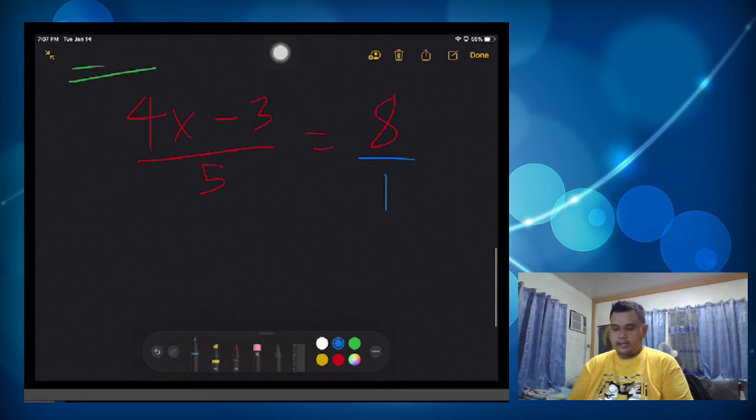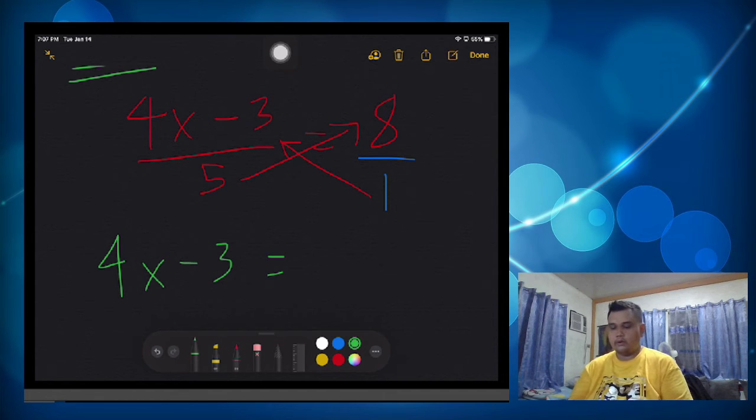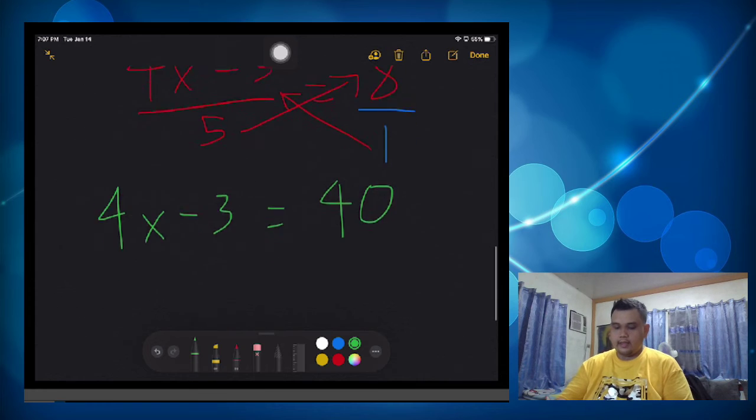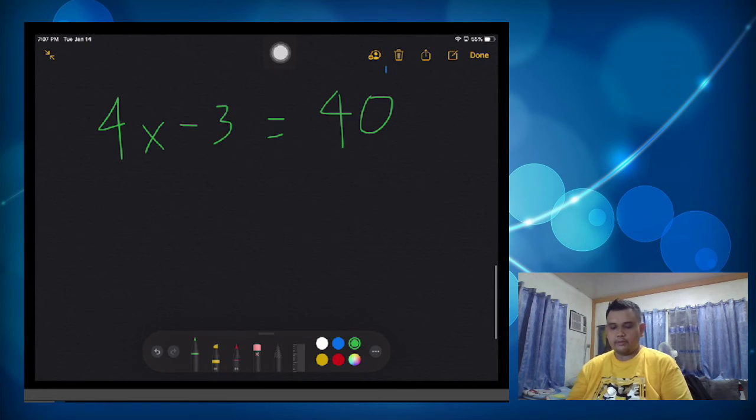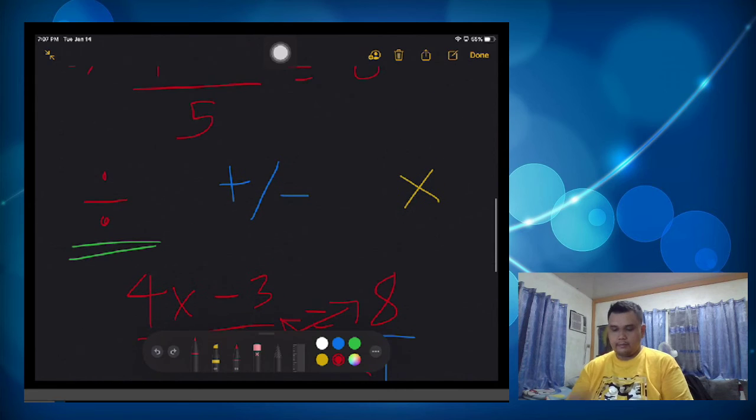Okay. Now, all you need to do is just to cross multiply the values. And we now have 1 times 4x minus 3, which is just the same as 4x minus 3. And 5 times 8 is equivalent to 40. And here, another situation that you might encounter, we are now done with the division process of deriving. What's left now is the process of multiplication and addition or subtraction.